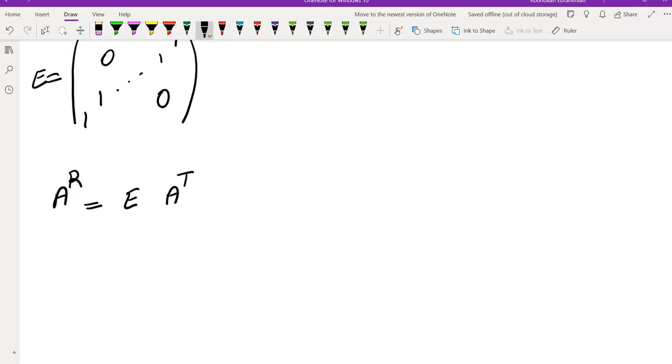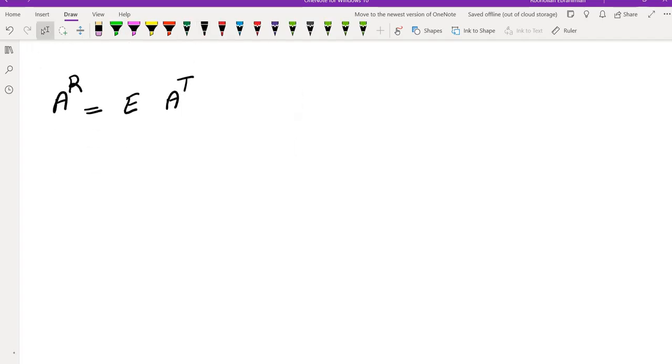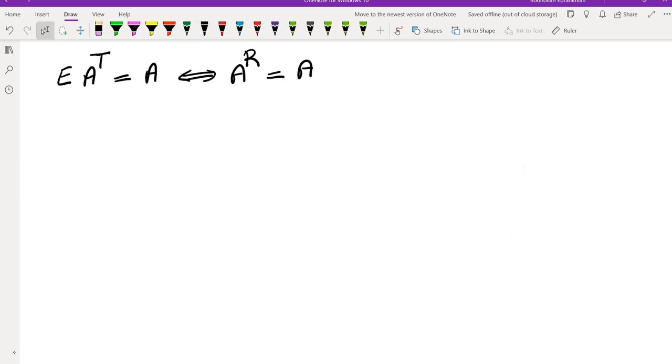And the reason for that is the composition of two reflections is a rotation. So we were able to turn the problem into EA transpose equals A. So this is the same as saying A superscript R is the same as A. So that's nice. The second obstacle that we have is about the real part of lambda equals 0 or imaginary part of lambda equals 0.